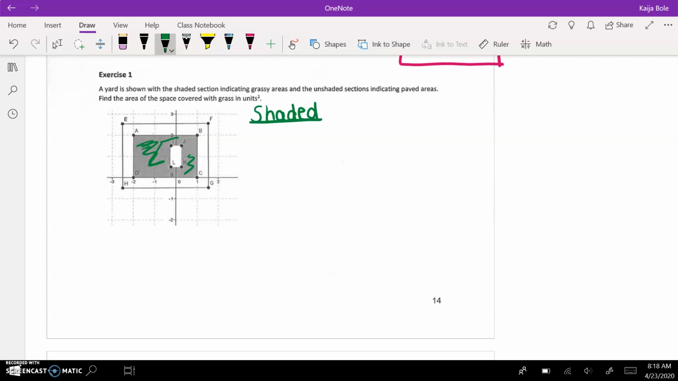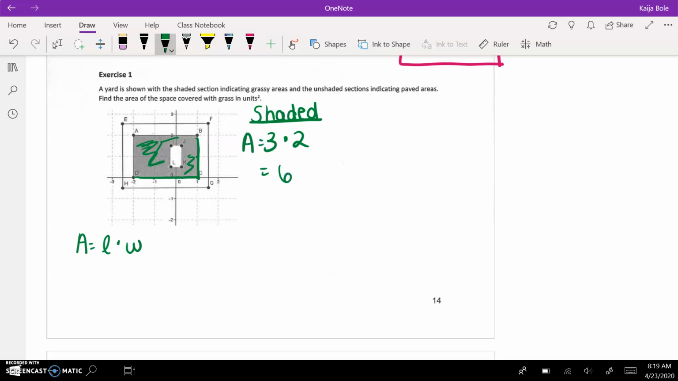Remember, these are rectangles, so area would be length times width. So my shaded region, my length going across the bottom here would be 1, 2, 3 units times my height going up would be 1, 2 units. So my area here would be 6.